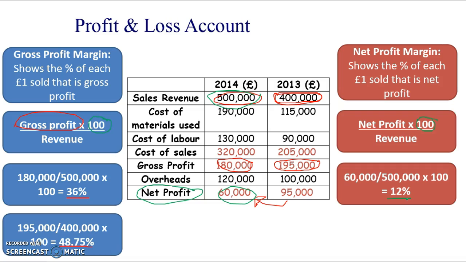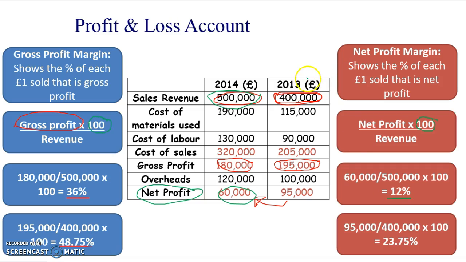So that doesn't sound so great, does it? Doing all that work and then only getting 12p's profit. And then if we compare it to 2013, we get 95,000 divided by 400,000, which means that it was 23.75%. So in 2013, for every pound sold, they had roughly 24 pence worth of net profit. So 2013 definitely was a bit of a better year for this business.